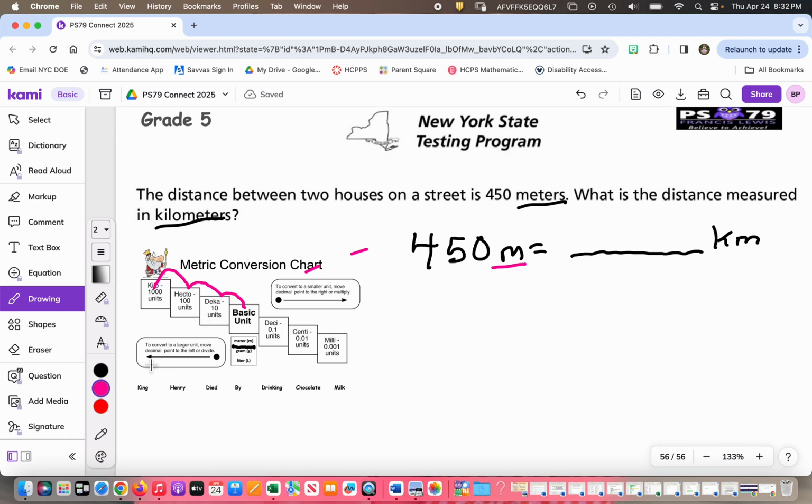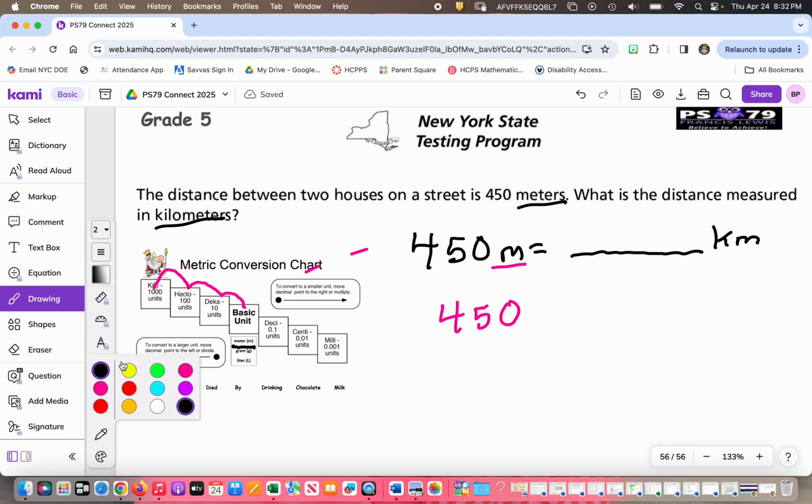If you look down here, it says to convert to a larger unit, which we're doing because meters is in the middle, we're going larger, you divide, or you just move the decimal point however many steps to the left. So let's rewrite our number here, 450, and we want to divide or move our decimal 3 places to the left because we went up 3 spots.